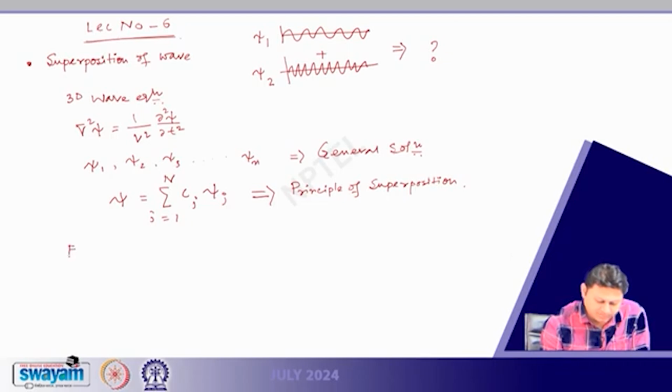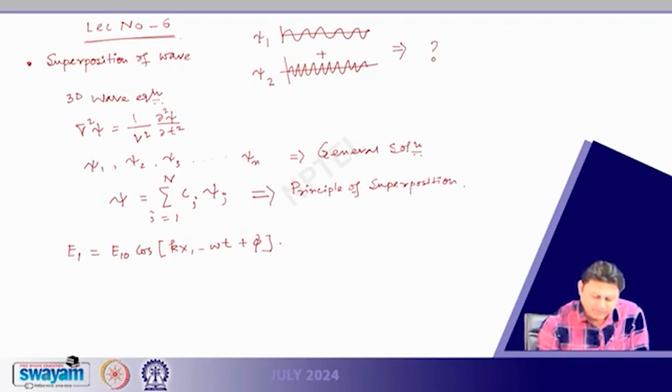So suppose we have one wave E1, with amplitude E10, and it is a propagating wave, let us consider along the x direction. So I write cos of kx1 minus omega t plus a phase phi. These are the same frequency. Another wave I can write, E2, with amplitude E20, cos, and I write kx2.